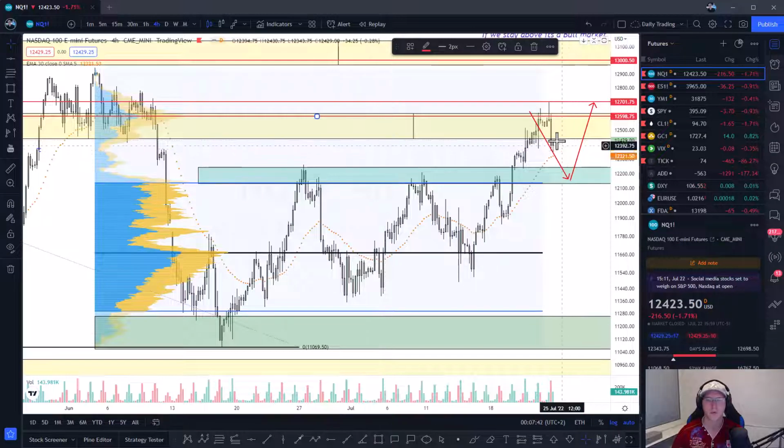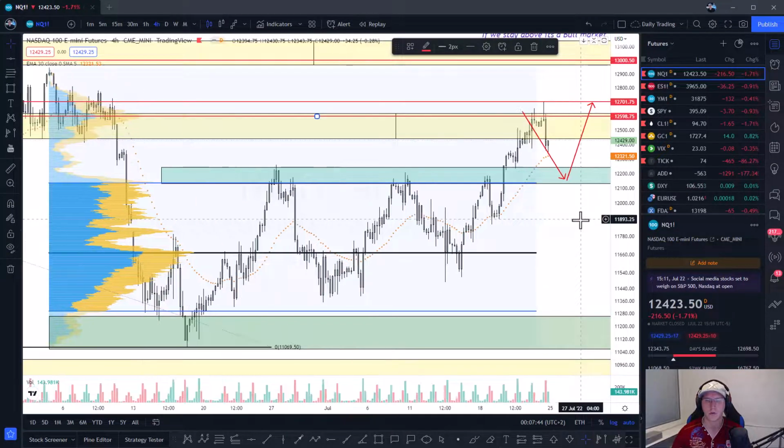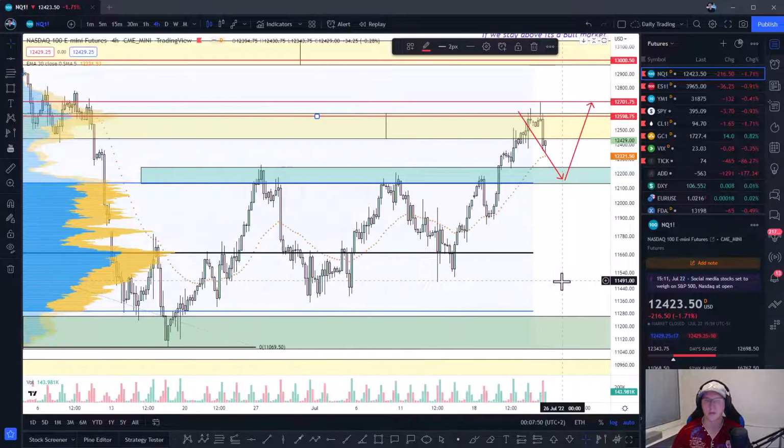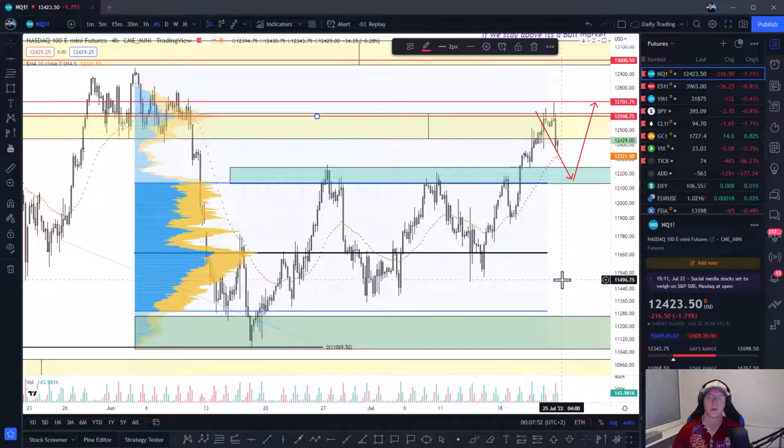But if we don't, we're going to go down, and we're going to go down hard actually and try these lows. That's my projection over the coming weeks. This is not going to happen this week, of course, but we'll see what happens. Nasdaq has a reputation of going really fast and dropping really hard.